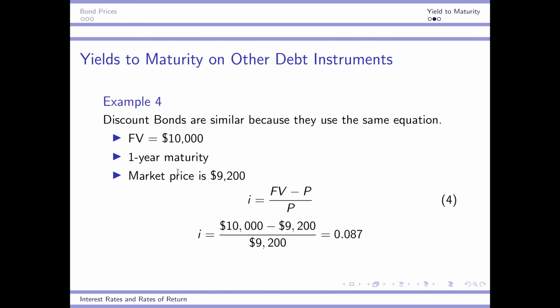Now let's look at discount bonds, and they're quite similar. So we're going to add in one little extra piece, and that is to actually formally isolate I for you. So let's say that the future value is $10,000 and have a 1-year maturity, and that the market price is $9,200. We can isolate I here by using formula 4. And when we just plug and chug, we get a yield to maturity of 8.7% or 0.087.